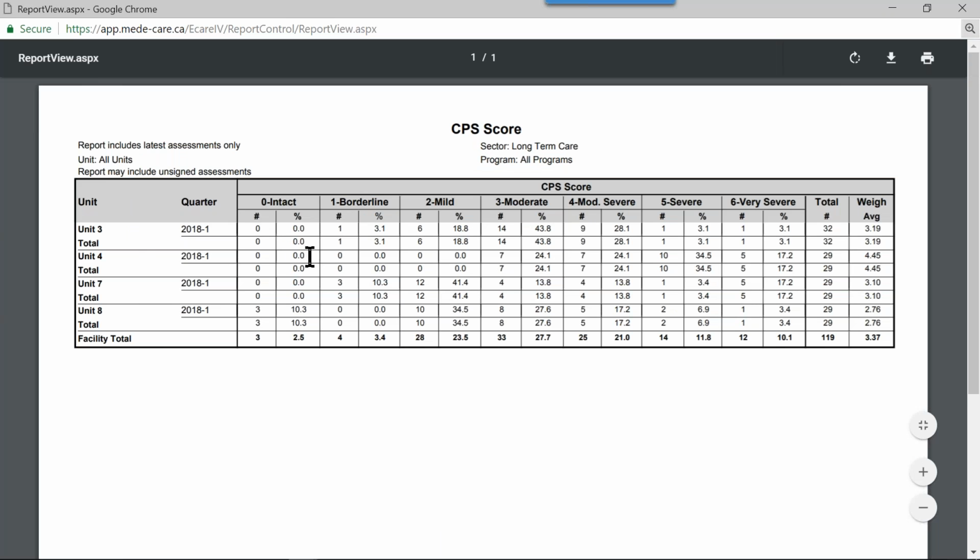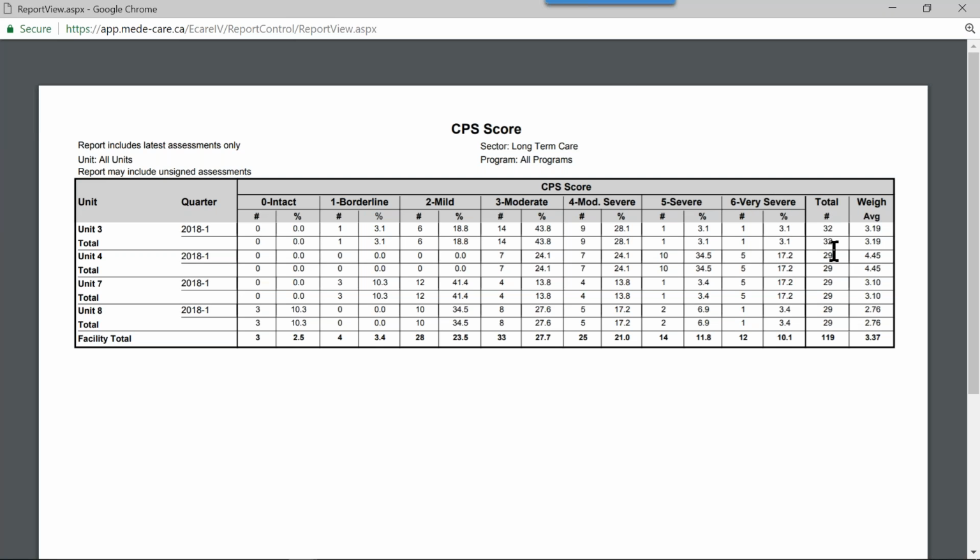So if you remember, the cognitive performance scale is broken down into where percentage of people who are intact don't have a problem. So of our total number of people, 3 of them are at a 0 score on the cognitive performance scale, which goes from 0 to 6. So we have 0 score is intact, a 1 score is borderline, a 2 score is mild, 3 is moderate, 4 is moderate severe, 5 is severe, and then a 6 score out of 6 is very severe.